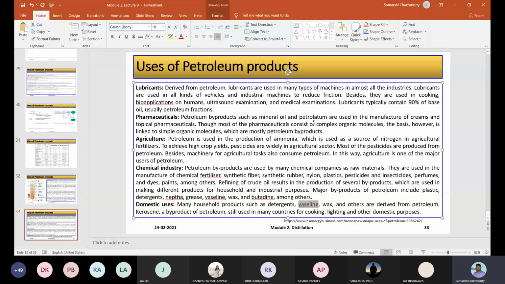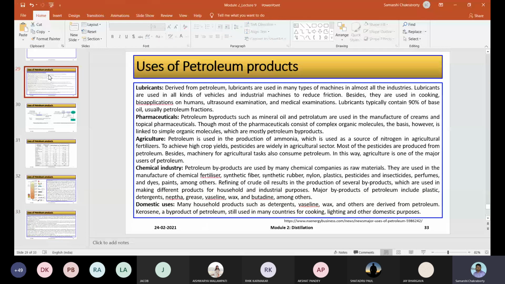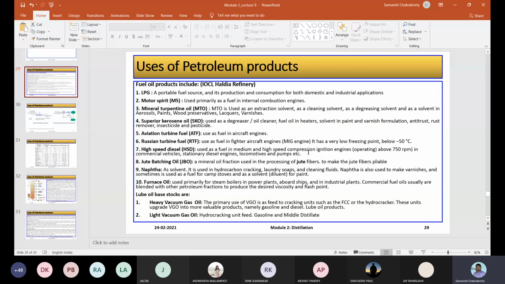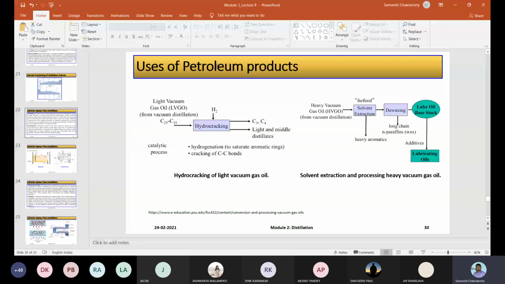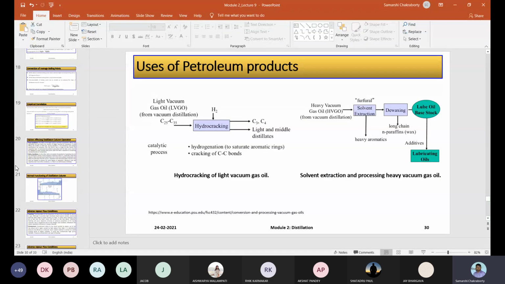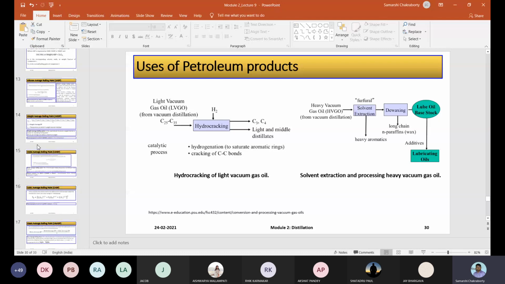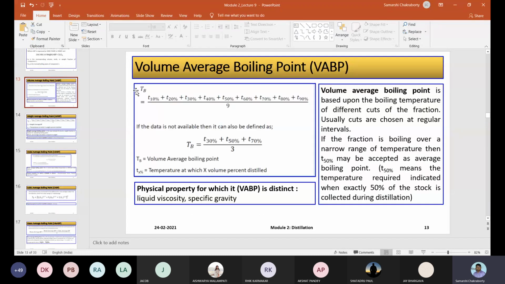I have also talked about what products a particular petroleum refinery in India produces, and the uses of those products. Those things I have also explained here. So at least this module number 2 is now complete for all of us. The only thing that remains is that I have to give you some problems on this.